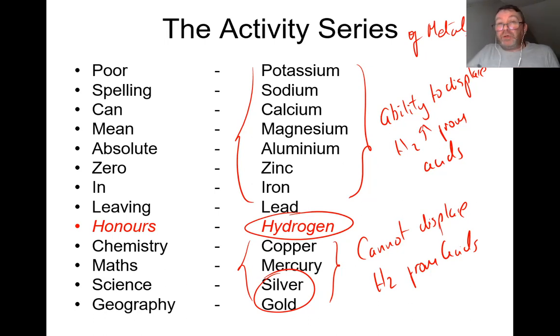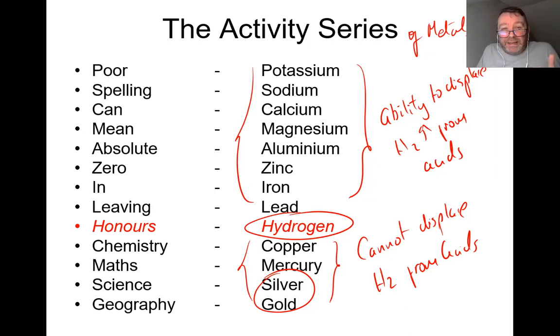Now how do I remember this? And you're going to learn it. There's a rhyme, and we learned this rhyme when we were in school. Poor spelling can mean absolute zero in leaving honours, chemistry, math, science and geography. Now you're going to go to bed saying that tonight. Poor spelling can mean absolute zero in leaving honours, chemistry, math, science and geography, and you're going to say it to yourself a million times, so that when you wake up in the morning you're going to hear yourself saying it.